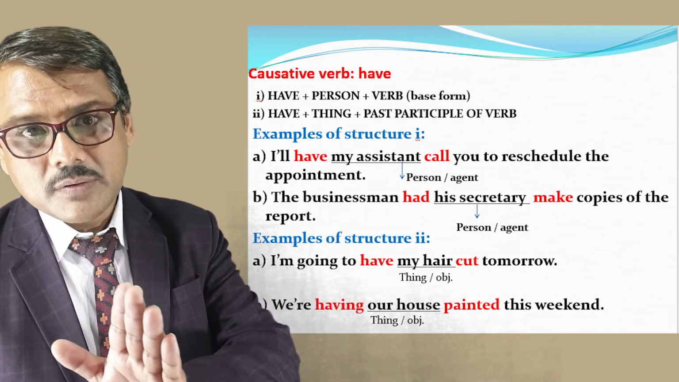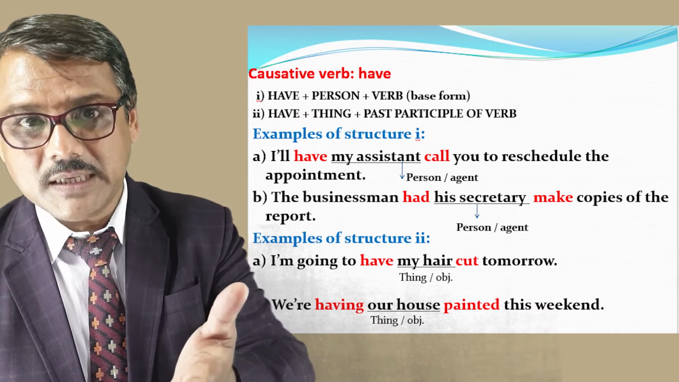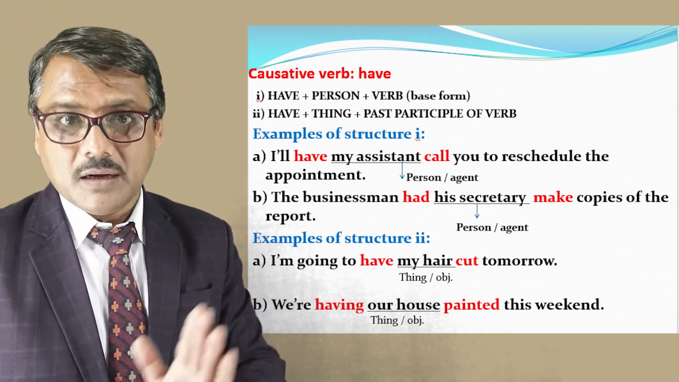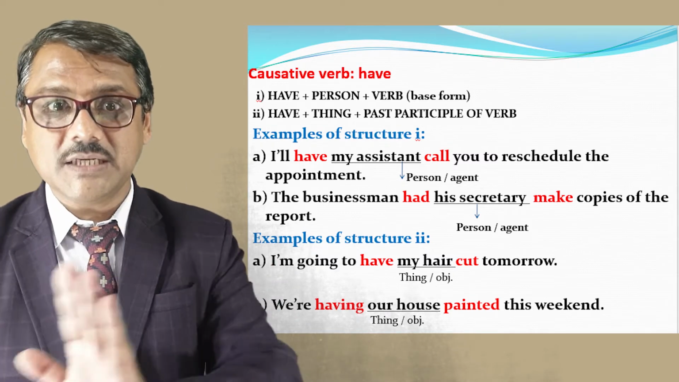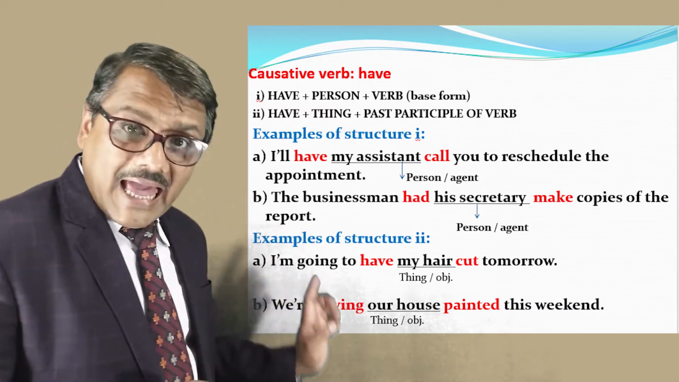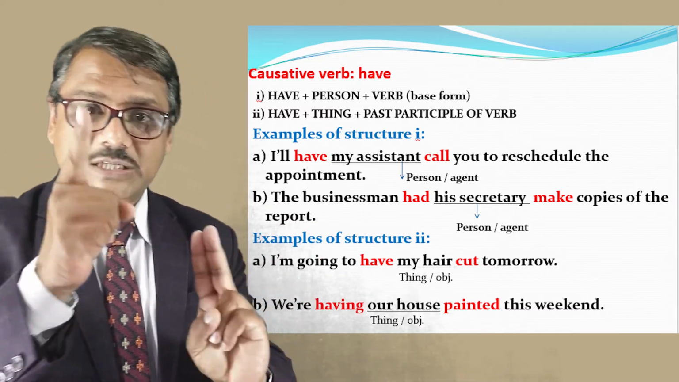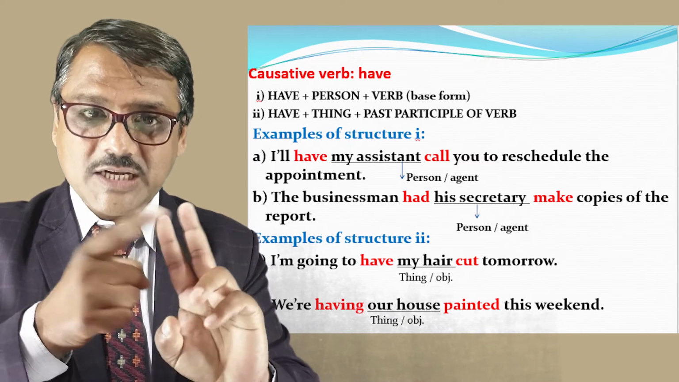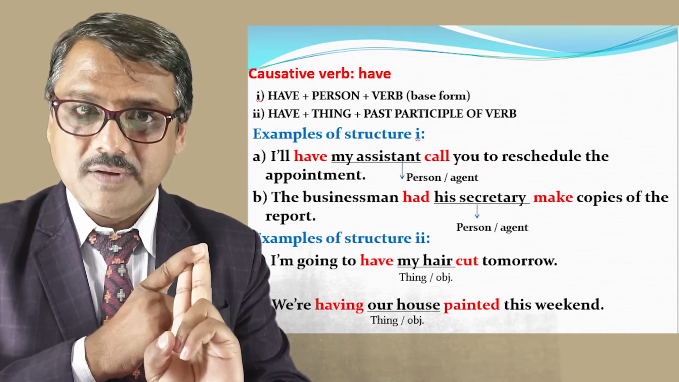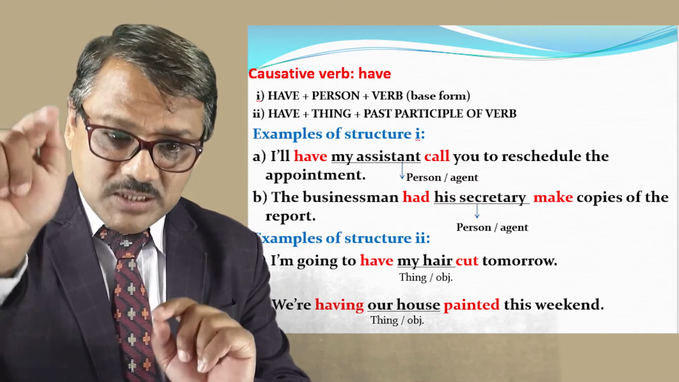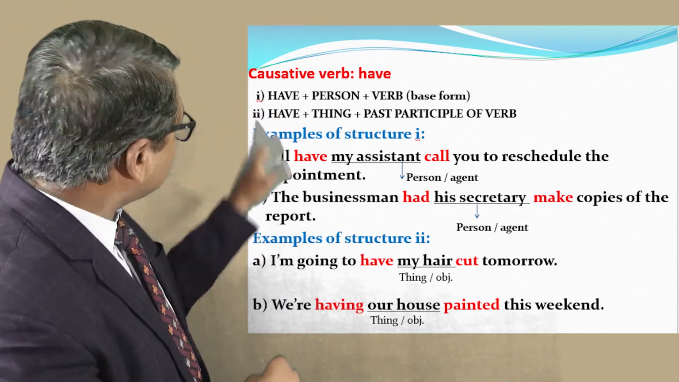Call you, given responsibility or authority. Somebody has authority to do something, or somebody is given responsibility to do something here. And with have to, there were two structures used with get: get agent to infinitive, get object past participle. Similar to that, here are also two structures.